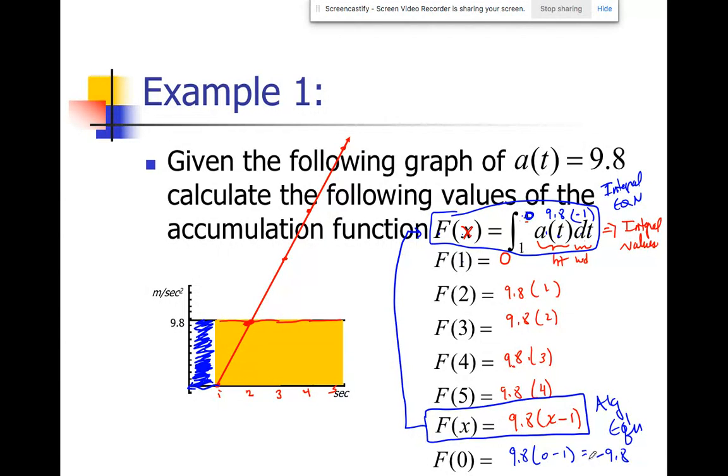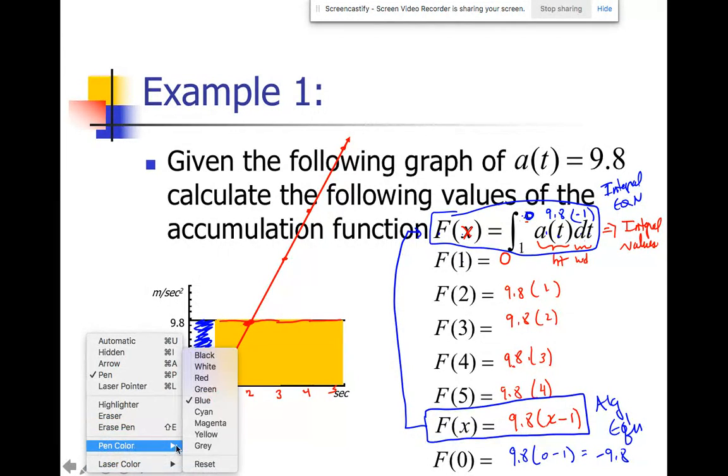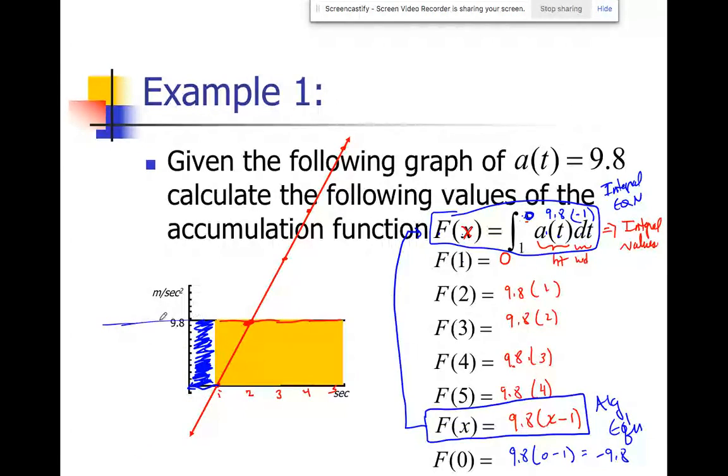But when I plot the point, what happens? When x is 0, what is the integral value? Negative 9.8. And then can't you see that I could keep going? Because after all, I could expand the interval I'm looking at. There's the graph of a of t. I could keep going, -1, -2, -3. I could keep going forever and ever in either direction. And I could use either the accumulation expression or the algebra expression.